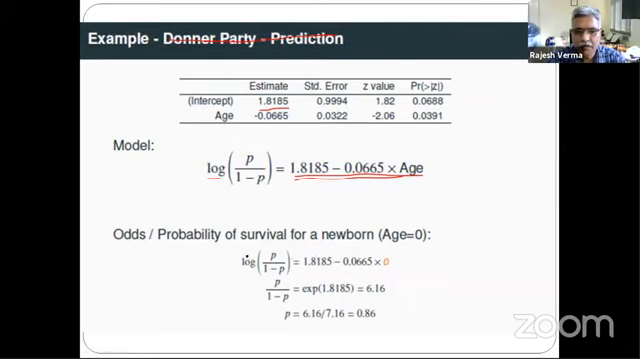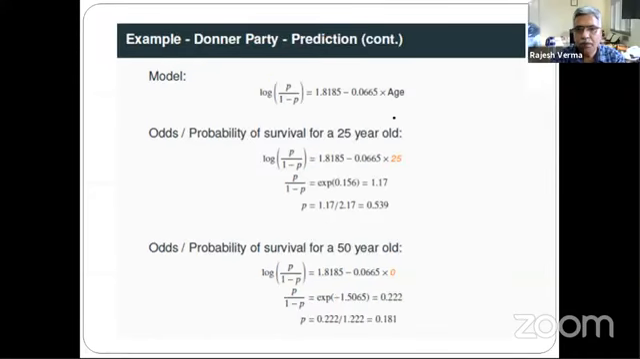If we evaluate this logit for age 0, we get the probability of survival of a newborn. This is 0.86. Similarly, we can put the age 25 here. This is the probability of survival of a 25-year-old person. For age 50, the probability of survival becomes 0.185. You can see that as the age increases, the probability of survival decreases.